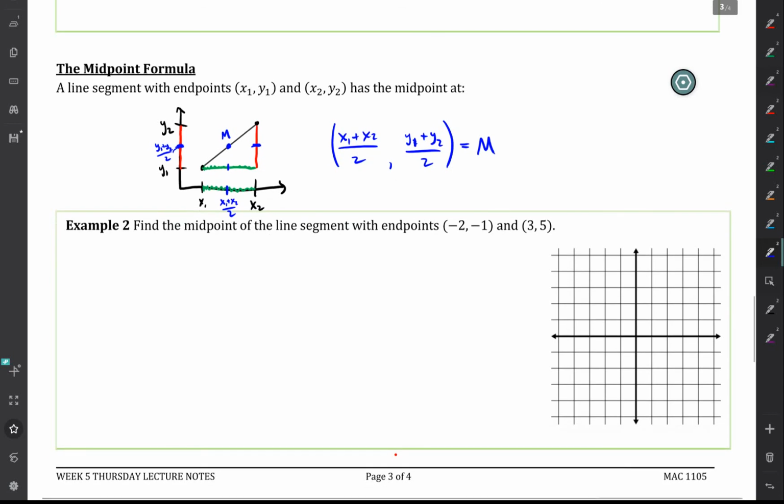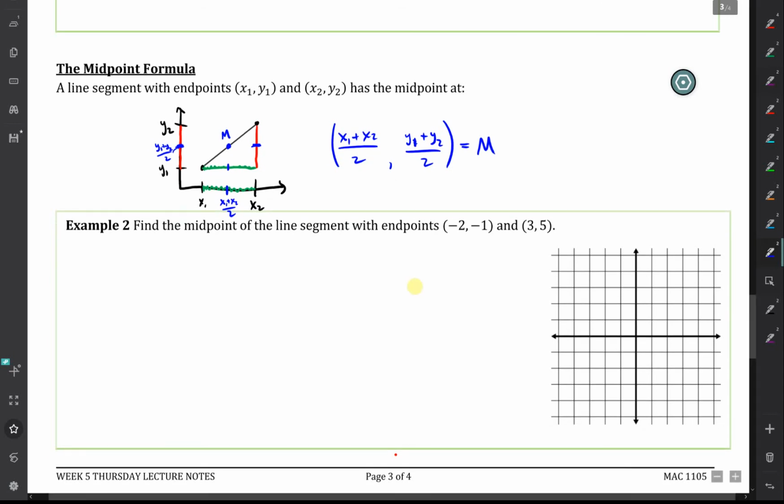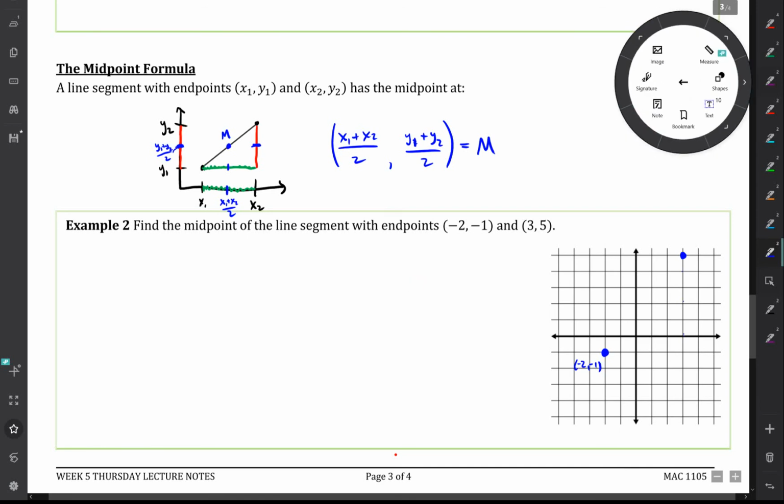Okay, so as an example, we're going to plot -2, -1. So -2, -1 is right here. And then we're going to plot 3, 5. So over 3, up 1, 2, 3, 4, 5. Let me draw the line segment. So there's a line segment right there. And it's kind of hard to see where the midpoint is, but hopefully the algebra will tell us.